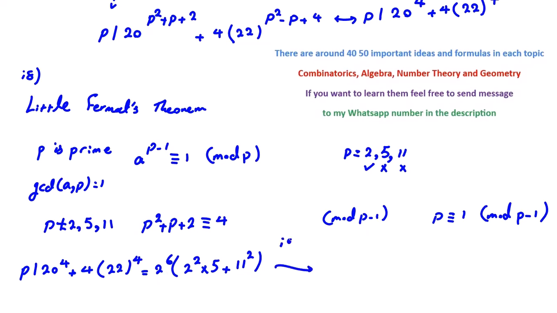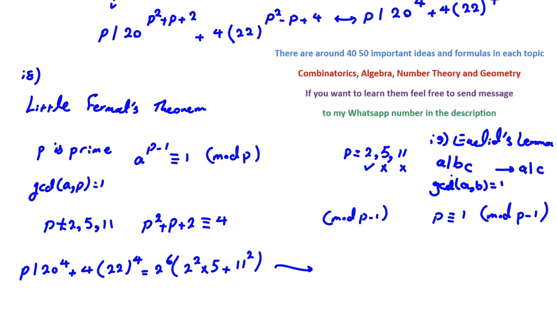Now because p is odd, we can use Euclid's lemma. Euclid's lemma: if A divides BC and GCD of A and B is 1, then A divides C, because A and B are relatively prime, they don't have any common factor. P is not 2, and P is prime, so P and 2 are relatively prime, so P divides 5 to the 4 plus 11 to the 4.